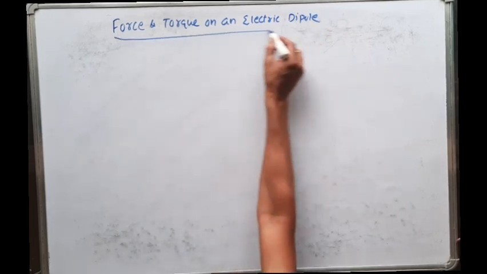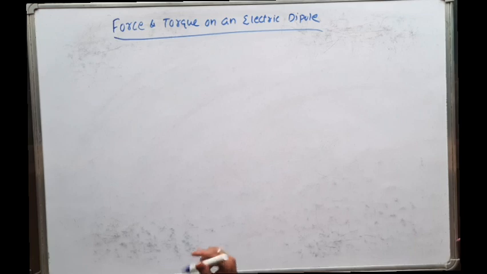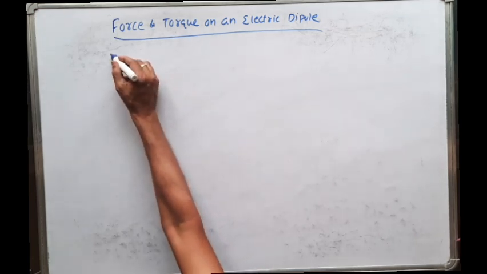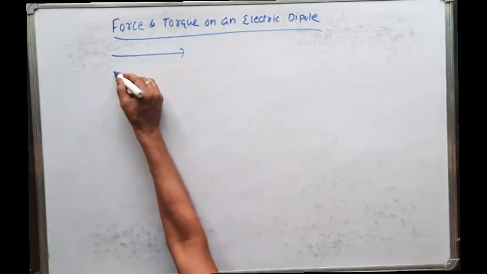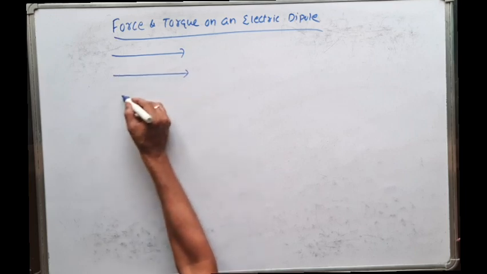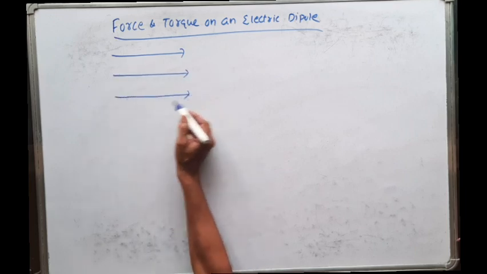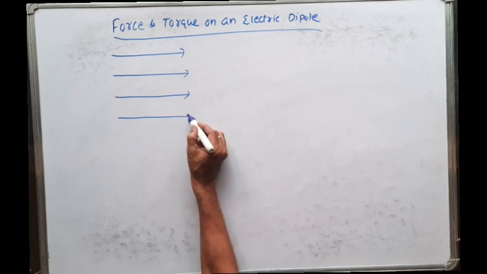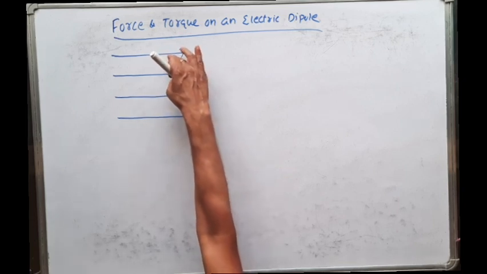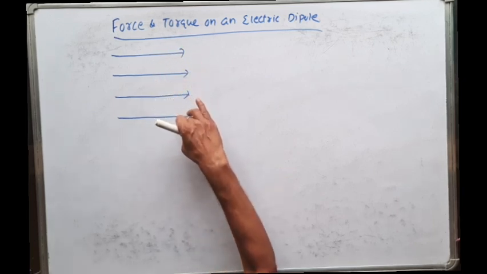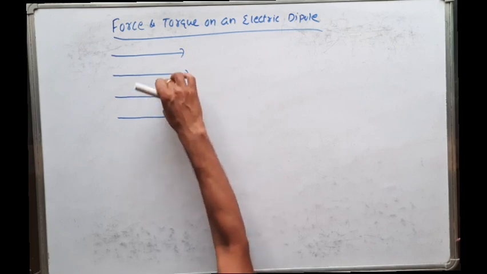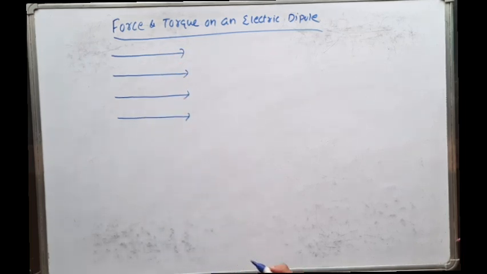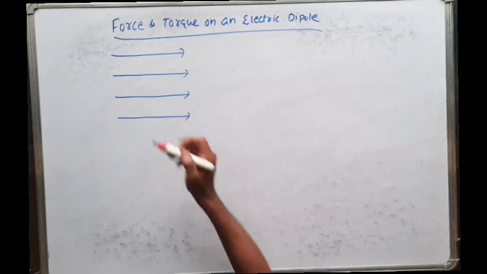Force and torque on an electric dipole. So now, suppose you take a uniform electric field. A uniform electric field is represented by lines of equal magnitude, same direction, with equal spacing. This is called a uniform electric field. Inside the uniform electric field, take a dipole.